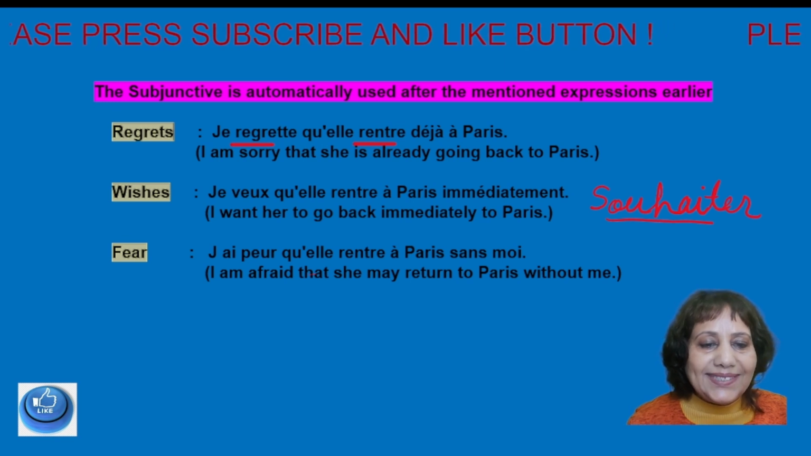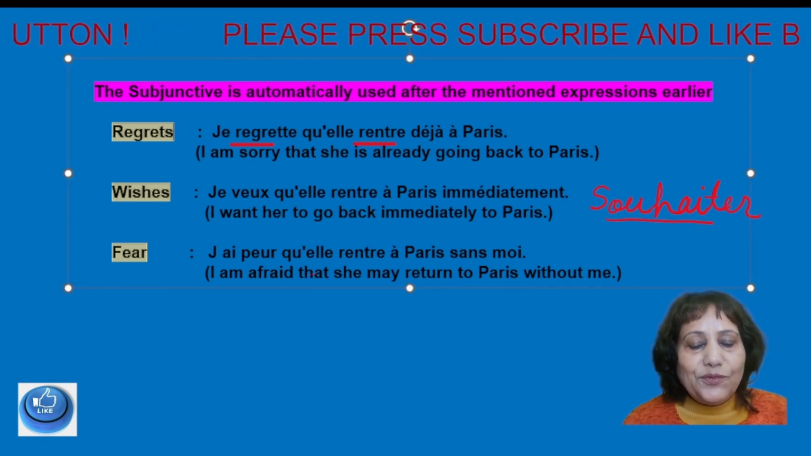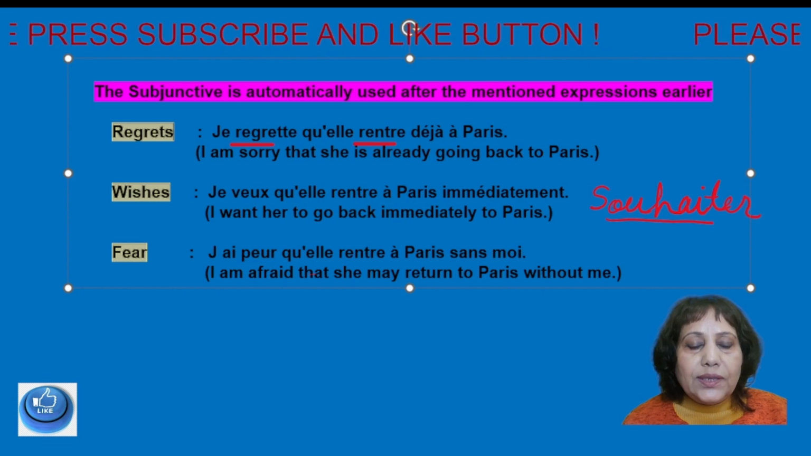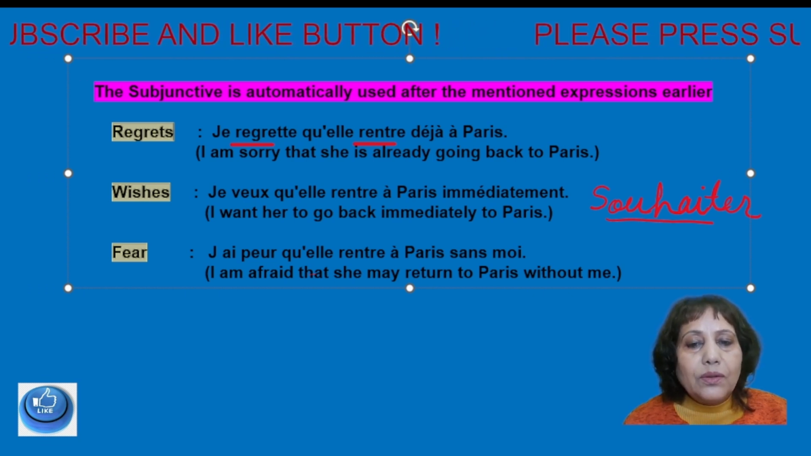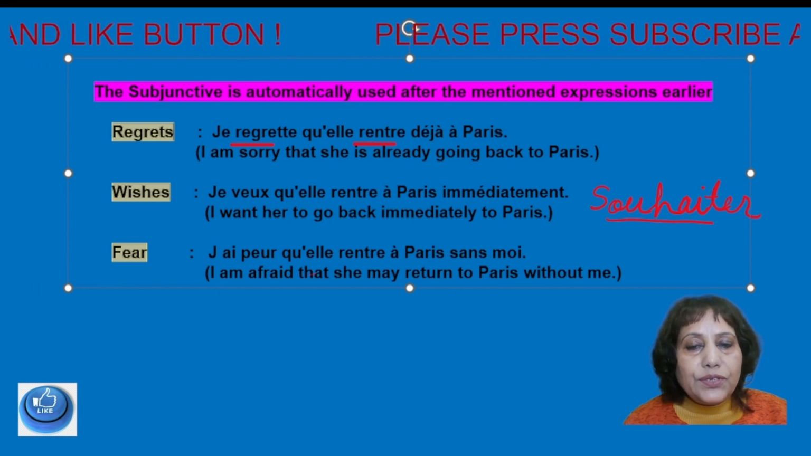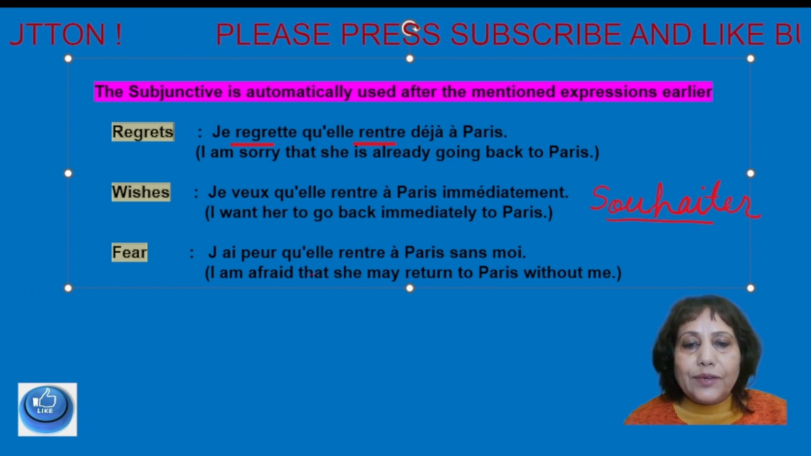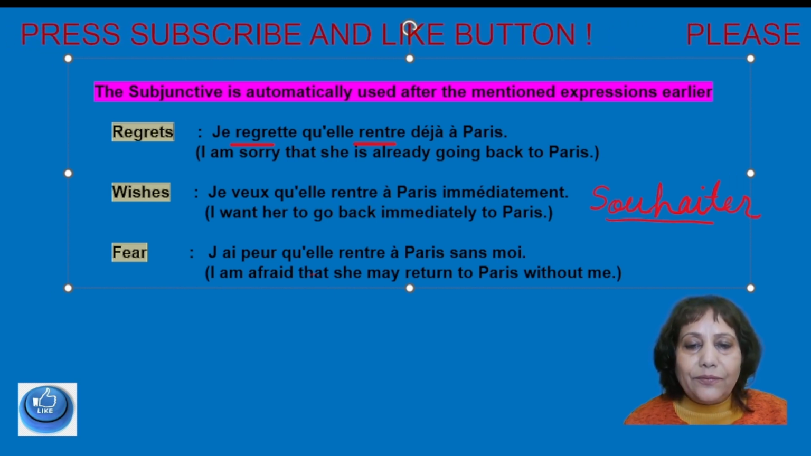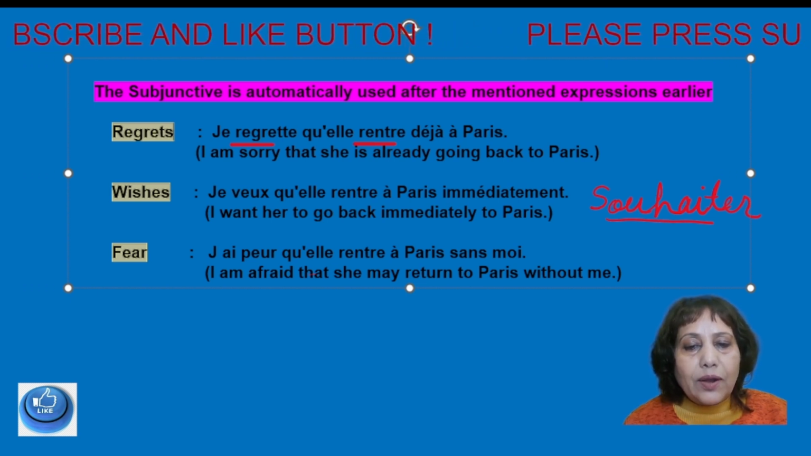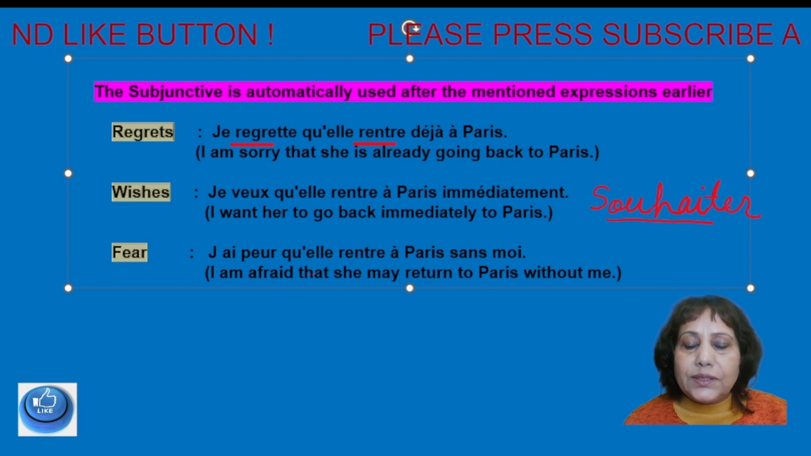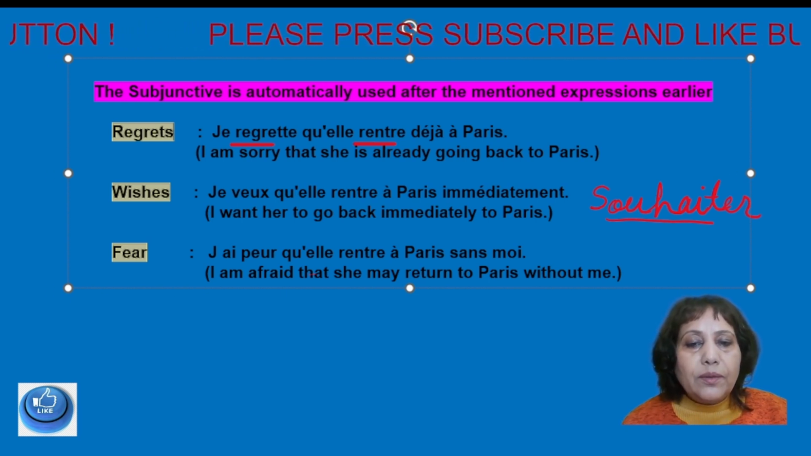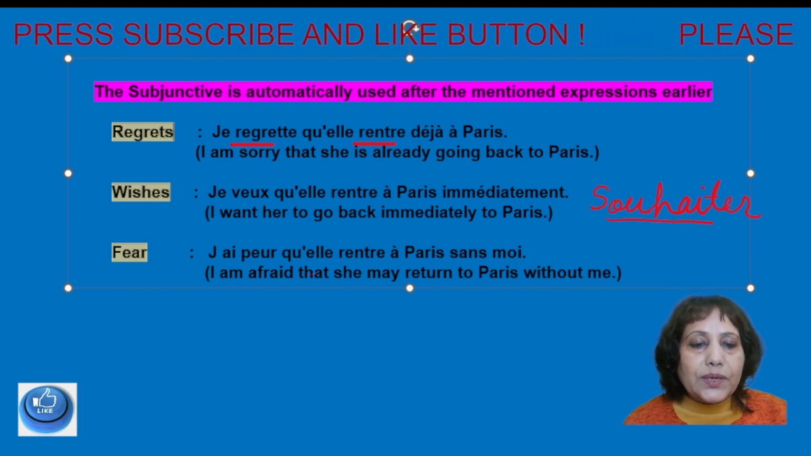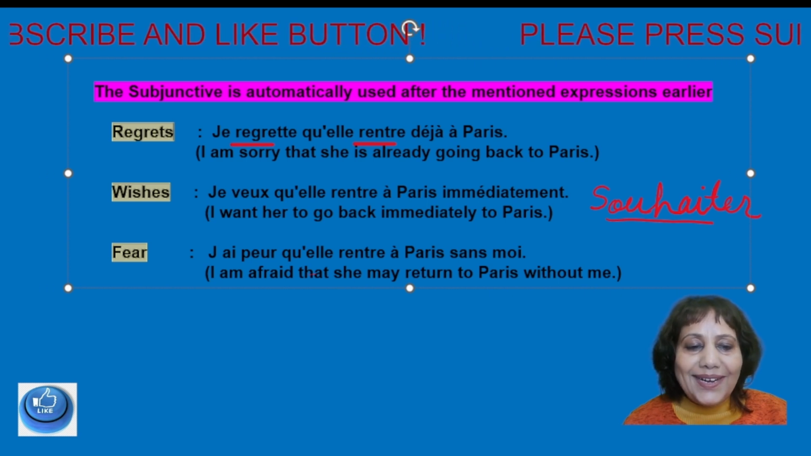Souhaiter, to wish. Well friends, if you want to say I wish, use souhaiter verb. Je souhaite qu'elle rentre à Paris immédiatement. Je veux. If you want to say I want, then you can use vouloir verb, the regular verb. Je veux qu'elle rentre à Paris immédiatement. Then fear, avoir expression, avoir peur. Avoir is conjugated in je form. J'ai peur qu'elle rentre à Paris sans moi. I am afraid that she may return to Paris without me.